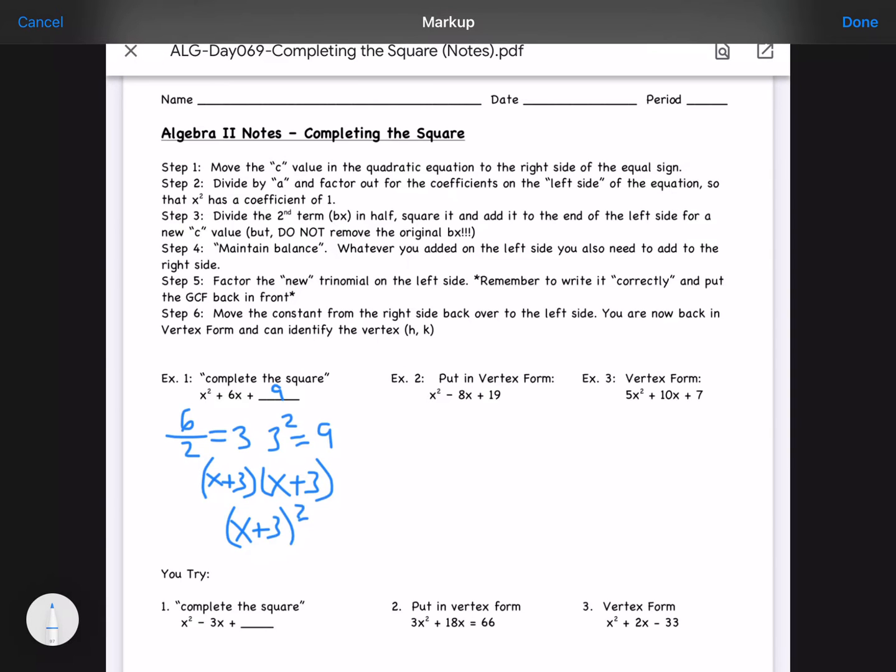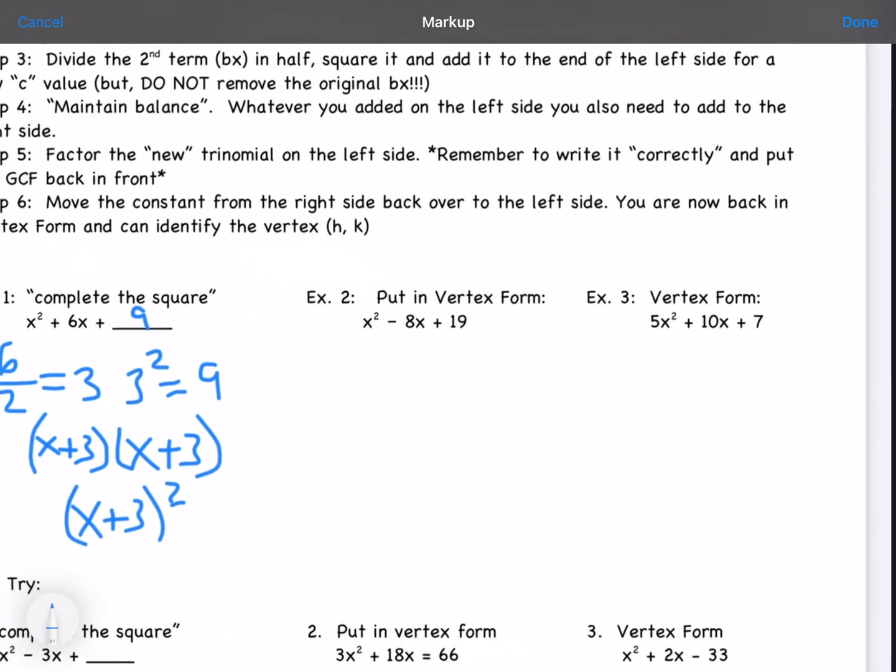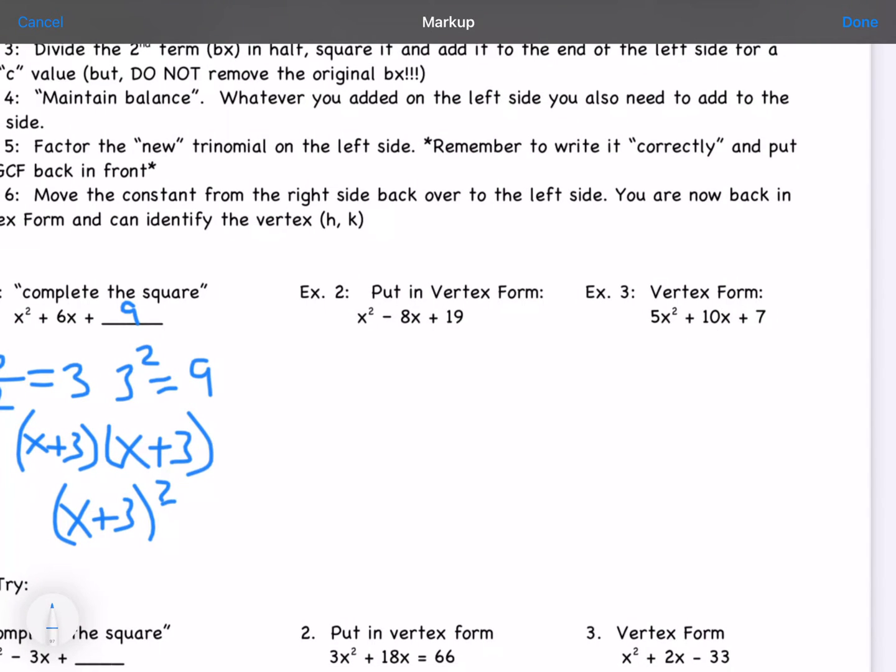So example 2 asks us to put it in vertex form. So the first thing we want to do is take the 19 to the right hand side. So we have x squared minus 8x, and then we have to subtract 19. Now, we don't have an a value that we need to divide out because it's already x squared, so we're fine there. We take our b value, negative 8, and cut it in half. That gives us negative 4. And then we need to square the negative 4. So negative 4 squared would give us 16.